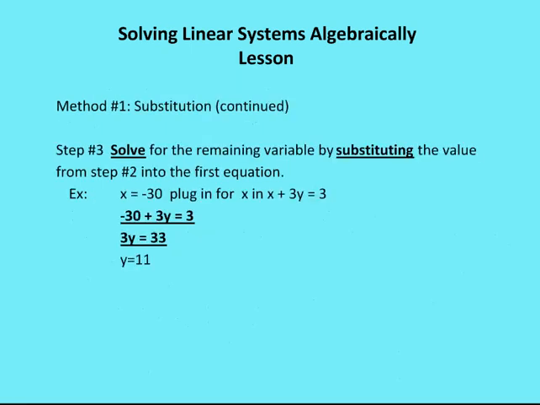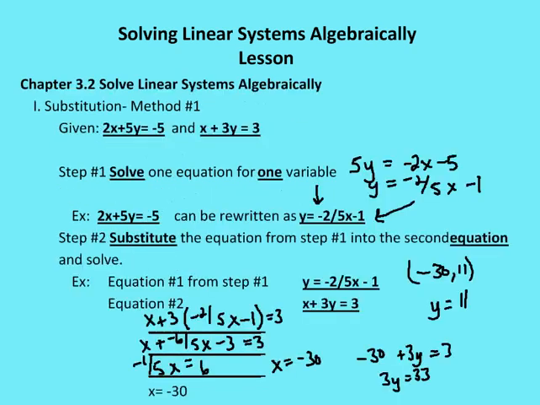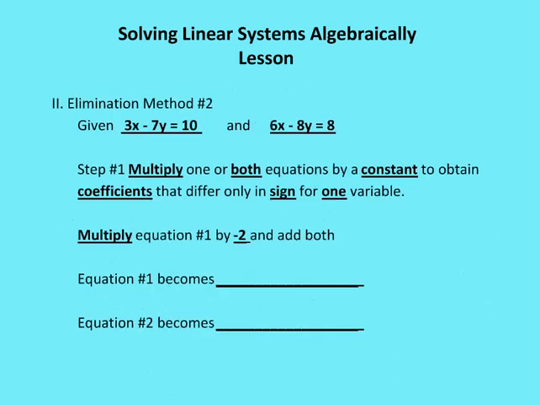This is just finishing off what I did before. I solved for the remaining variable by substituting the value from step number 2 into the first equation. So x is equal to negative 30. I substitute in for x, and x plus 3y is equal to 3. I have negative 30 plus 3y is equal to 3. 3y is equal to 33, and y is equal to 11. So it's the same process I went through in this example. So the second method, we're going to move on.